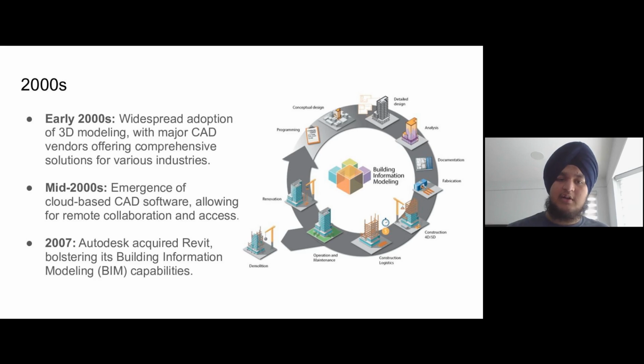In 2007, Autodesk acquired Revit, bolstering its building information modeling capabilities. So, building information modeling is a process that involves the generation and management of digital representations of the physical and functional characteristics of buildings and other physical assets.